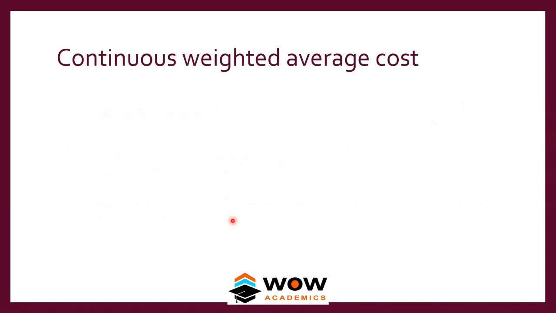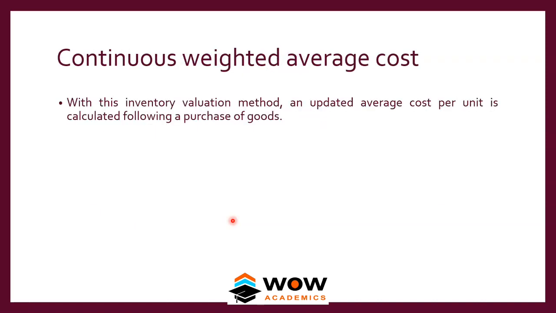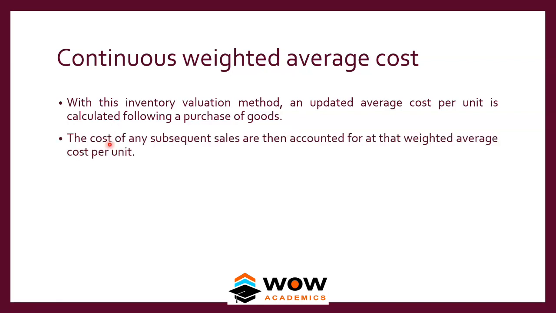So the next one is continuous weighted average cost. With this inventory valuation, an updated average cost per unit is calculated following a purchase of a good. Okay, so this is like a pure version of the average cost method. Every time we purchase a good, immediately the inventory valuation is updated. So the cost of any subsequent sales is then accounted for at that weighted average cost per unit. Anytime we purchase, the existing prices are updated, and the latest average price is the price at which the subsequent sales are made.